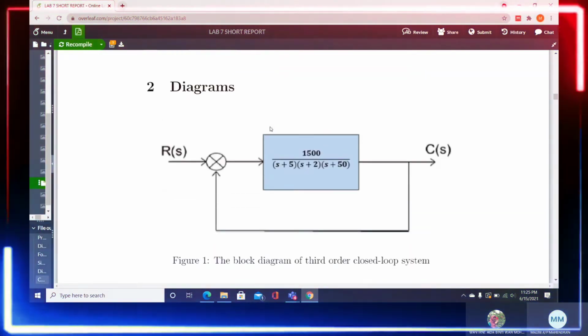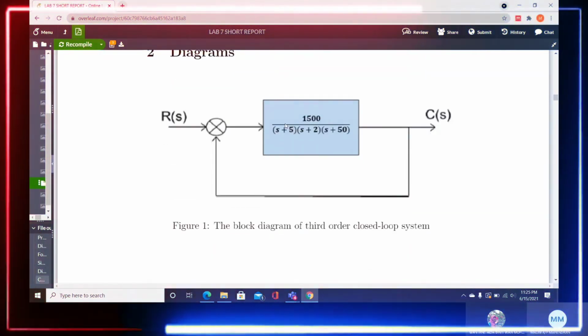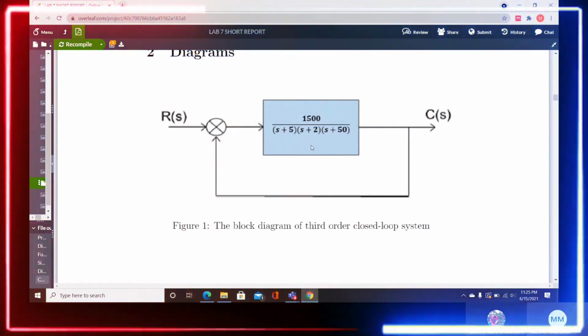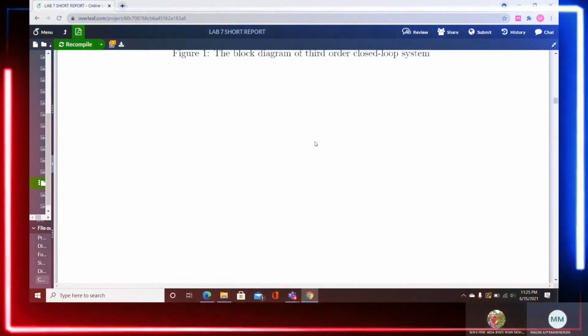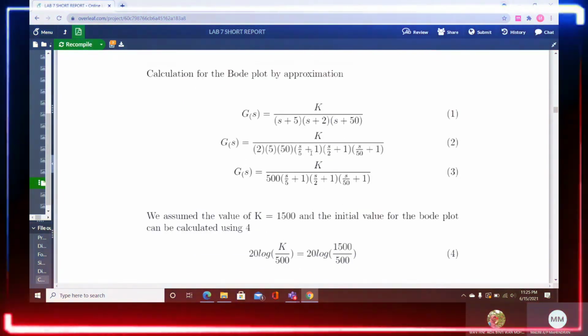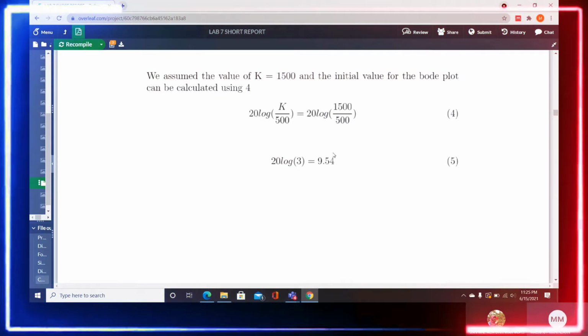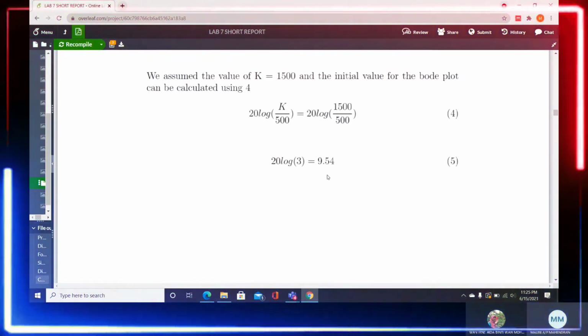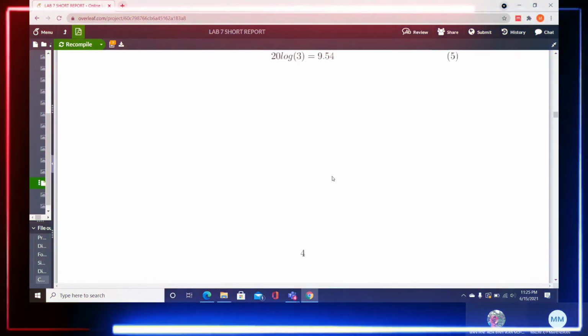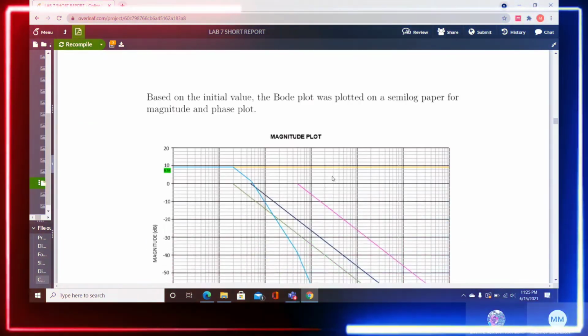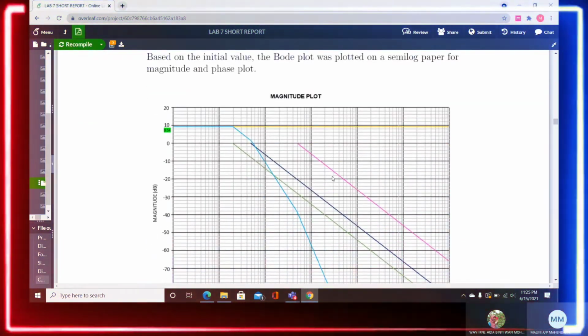Okay, so this is our closed loop diagram. And this is our transfer function with 1500 and the corner frequencies. All right, so this is how we got our value of K, and this is the initial value that we calculated to be used for the manual Bode plot. So the first one we did was the magnitude plot.